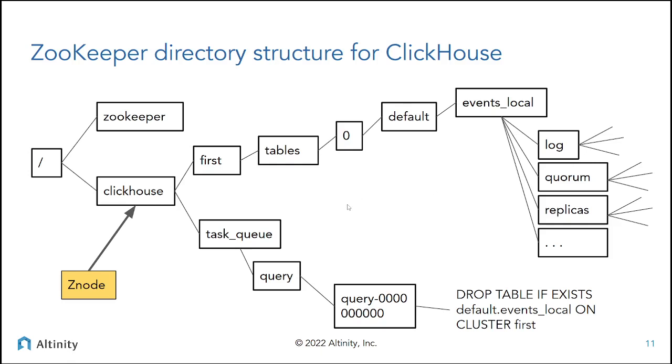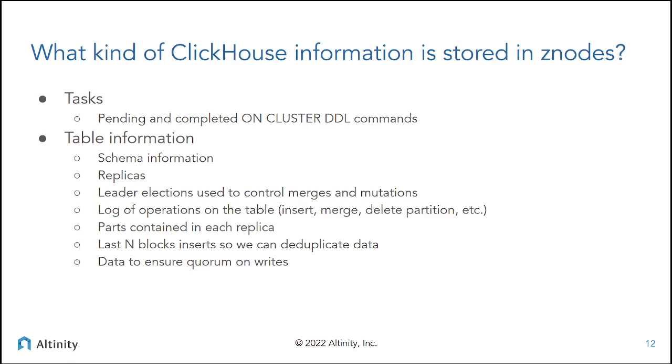Okay, so that's the directory structure. So what kind of information is stored in the Z nodes? I've already talked about this, but the two major kinds are tasks, including pending and completed on-cluster commands, and then table information.